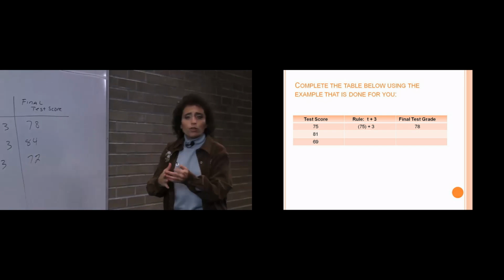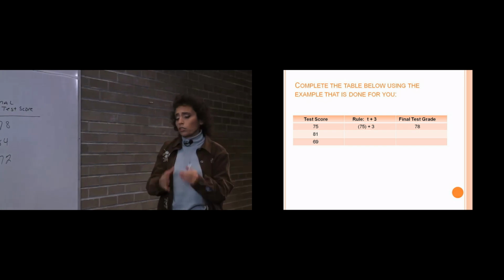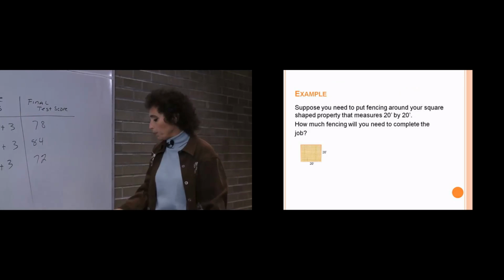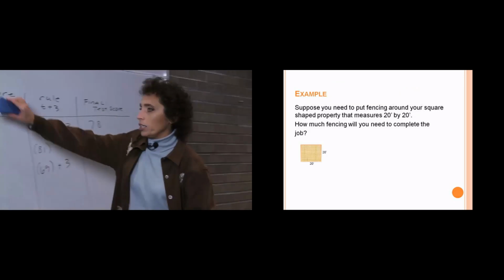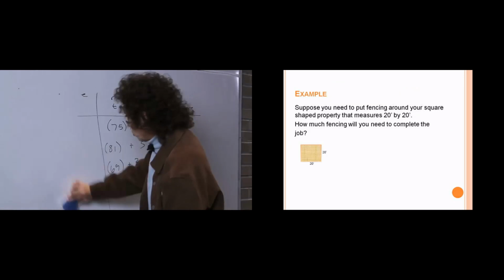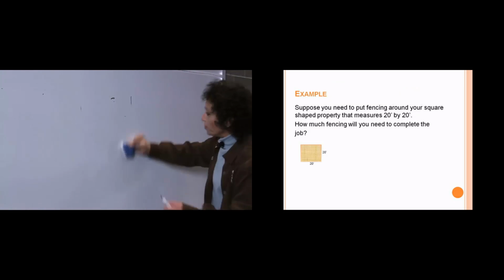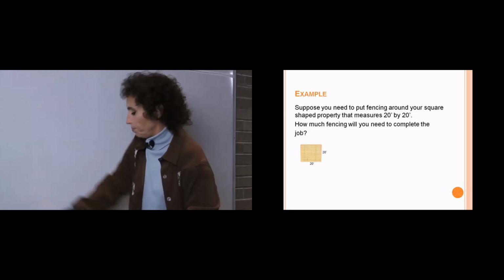I think, if you think about it, we use expressions all the time. Let's suppose you need to put fencing around a square-shaped property that measures 20 feet on each side. I'm going to draw you the square, and we all know how good I am at drawing. So this may not go too well, but it's a square. All right, here we go.